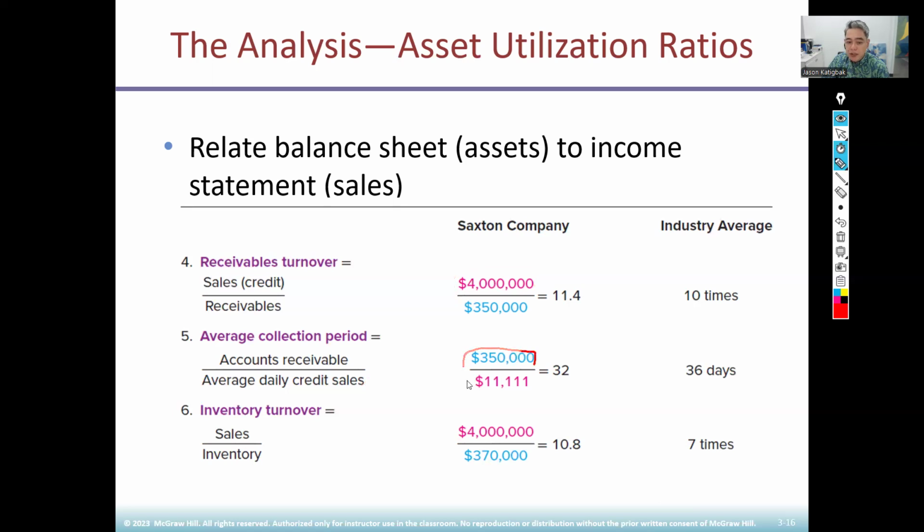So 350,000 divided by 11,000 is 32. So every 32 days, you collected receivables. That's why it's not really monthly, because a month is 30 days, right? So you have 2 days extra, multiplied by 2 days over 360 multiplied by 12. That's your point 0.4 over there when you think about it math wise, right? So this is good. Why is this good? Your industry average is 36 days and then you're at 32. But why is it good without knowing the industry average?